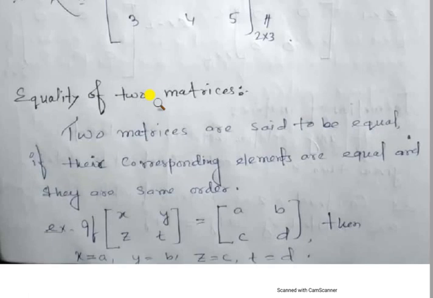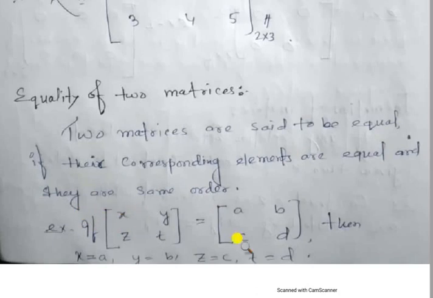Now equality of two matrices. Equality of two matrices is an important concept of matrices. Two matrices are called equal simply if their corresponding elements are equal. Or simply, if two matrices are equal, then their corresponding elements will be equal. Two matrices are said to be equal if their corresponding elements are equal and they are of the same order.